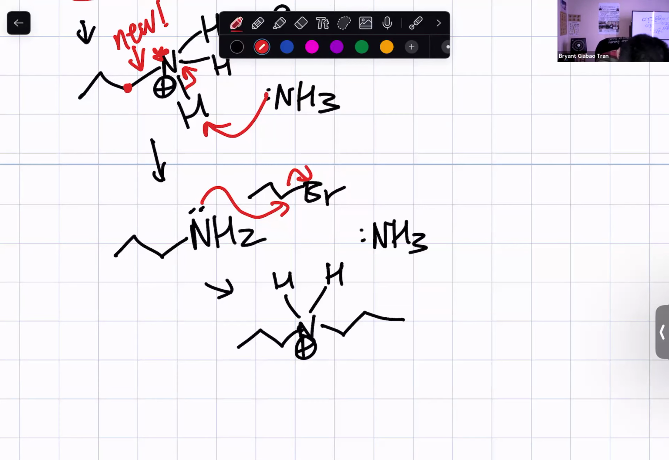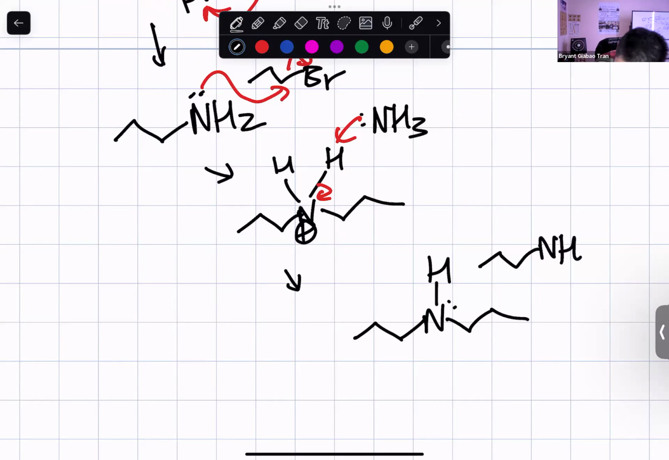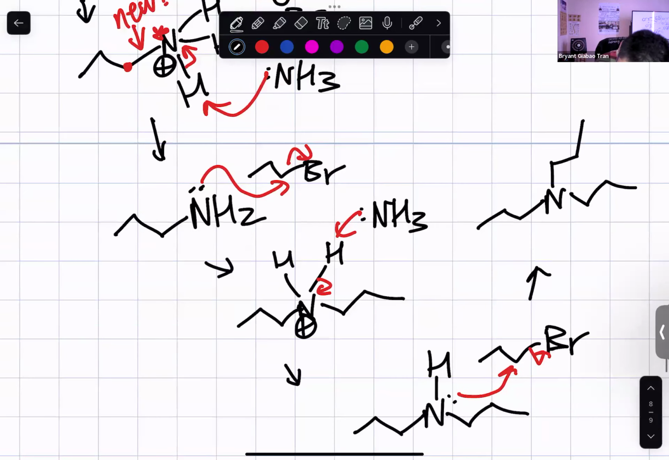Right, so I'm just gonna keep going, boom, boom, make it neutral. Right, and then because it has a pair of electrons I could attack, it's gonna attack another haloalkane here, kick out the leaving group, and 1, 2, 3, hydrogen, positive. Now this is the last step here.